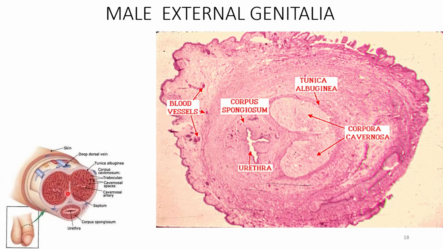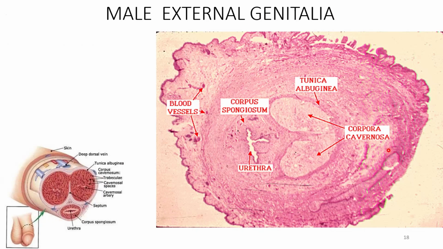In the two corpora cavernosa, you have some arteries, which are the cavernosal arteries. And remember, the erectile tissue contains spaces which will contain blood during erection, as you can see there. That's the urethra in the corpus spongiosum, and then we have the various layers. So histologically, this is what we'll be able to see: the skin, the blood vessels, the tunica albuginia, the two corpora cavernosa, the one corpus spongiosum, and in it we have the urethra.